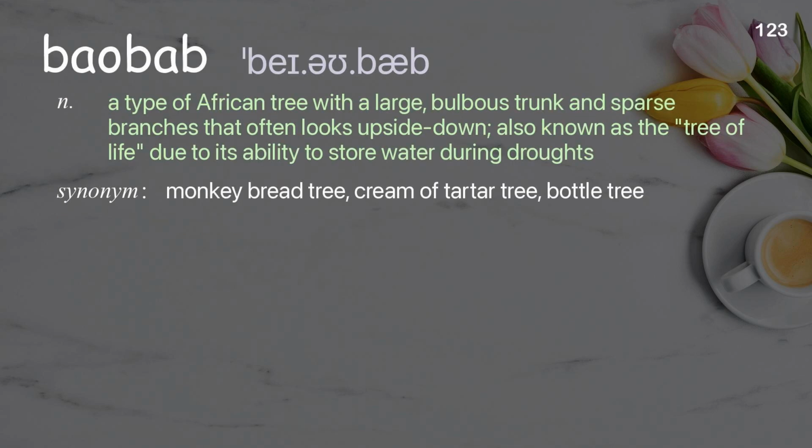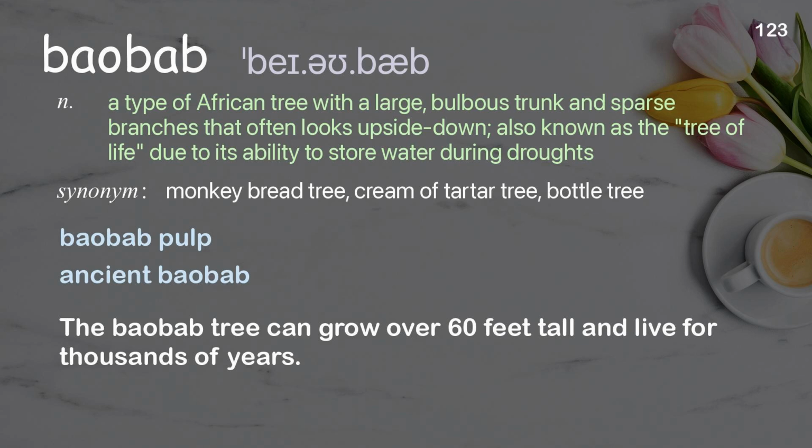Baobab. A type of African tree with a large, bulbous trunk and sparse branches that often looks upside down, also known as the tree of life due to its ability to store water during droughts. Examples: baobab pulp, ancient baobab. The baobab tree can grow over 60 feet tall and live for thousands of years.